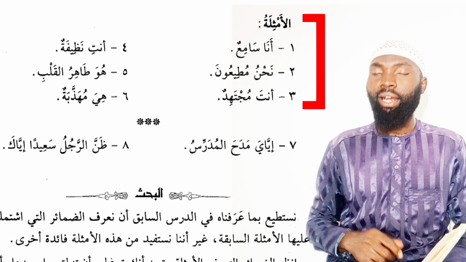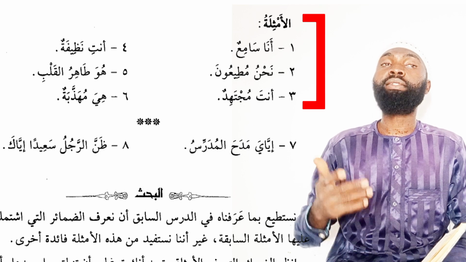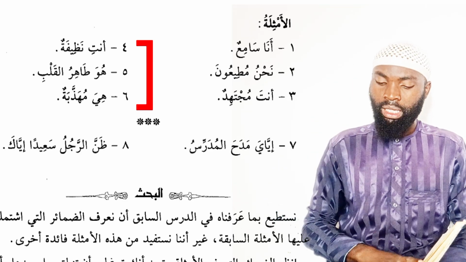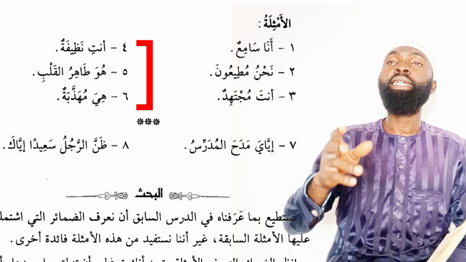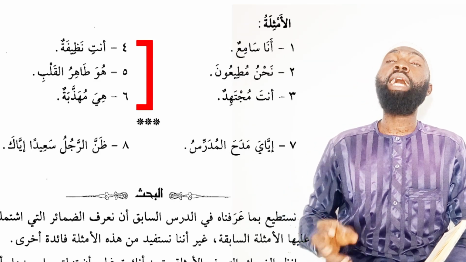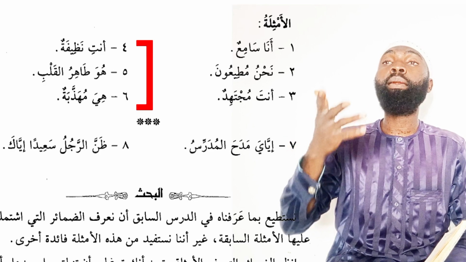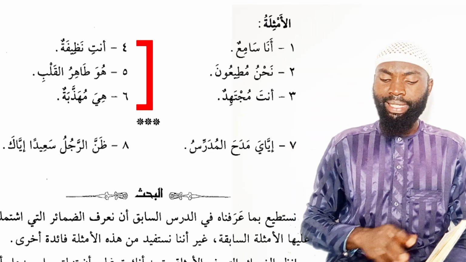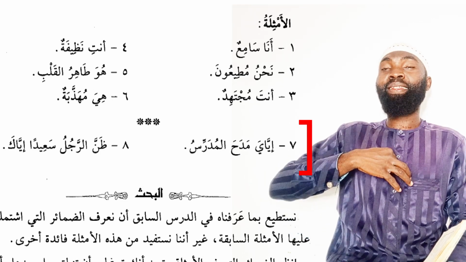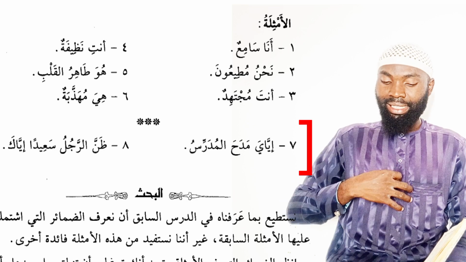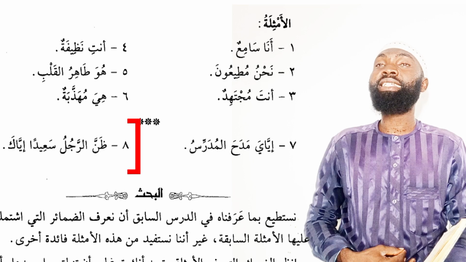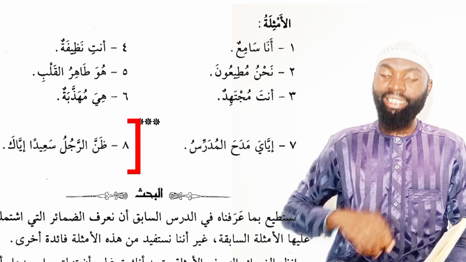Nahnu is used. Number three, we have anta mujtahidun, you are striving. Number four, anti nadhifatun, you female are clean. Number five, huwa tahirul qalbi, he has a good heart. So huwa is used. Number six, hiya muhadhabatun, she is well nurtured, well mannered. Number seven, iyaya madahal mudarrisu, it is me that the teacher praised. Lastly, dhanna ar-rajulu sa'idan iyaka, the man thought that Sa'id is you.